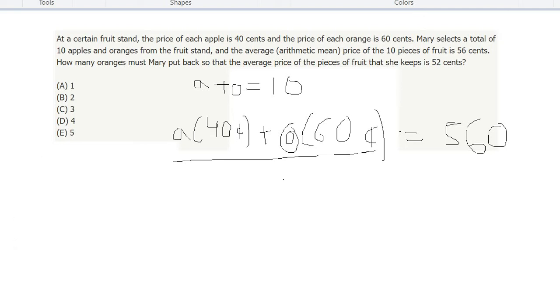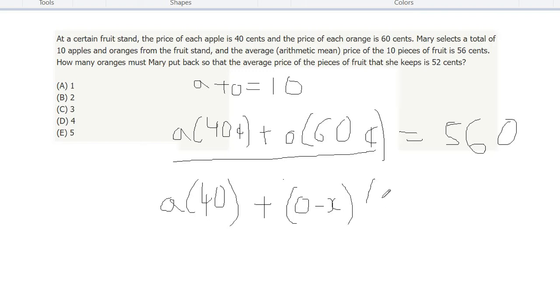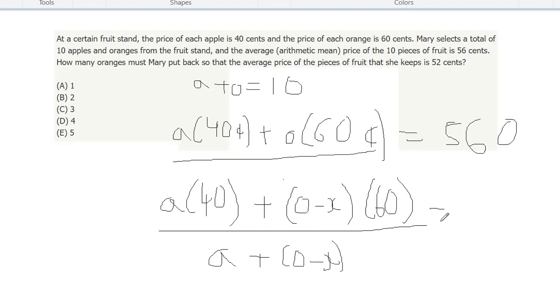Another way is to do this. A times 40 plus O minus X, where X is the variable that we're assigning as the number of oranges Mary has to put back. So O minus X times 60, over A plus O minus X, equals 52. Does that make sense to everyone?